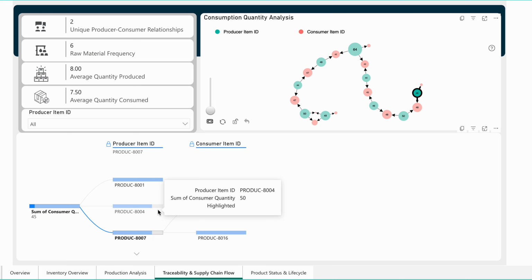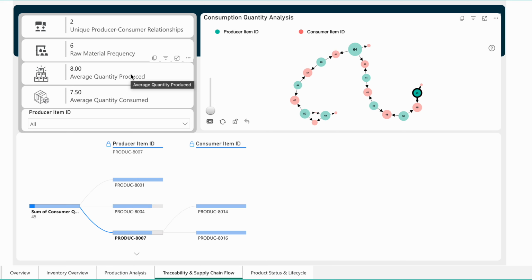Other important metrics such as the average quantity of items consumed and produced are also made available for the user. This helps users gain high levels of granular visibility of produced materials and their components.